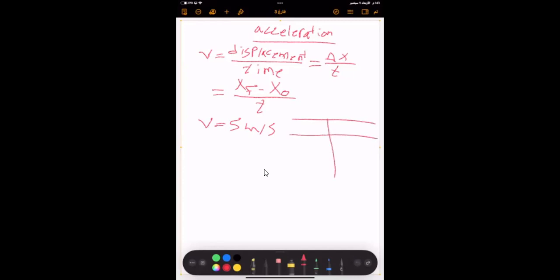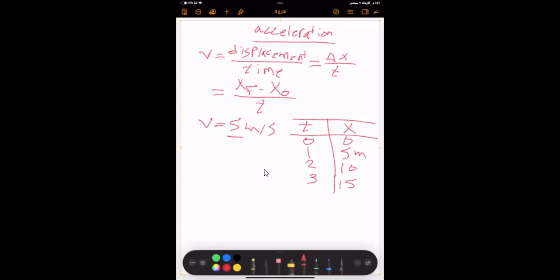Let us make a table of t and x, the position of the object. At t equals 0, let x equal 0. After 1 second, since the velocity is 5, the object moves 5 meters. After 2 seconds, it will be 10 meters. After 3 seconds, it will be 15. So the object's distance changes each second by 5 meters. This is the meaning of velocity.